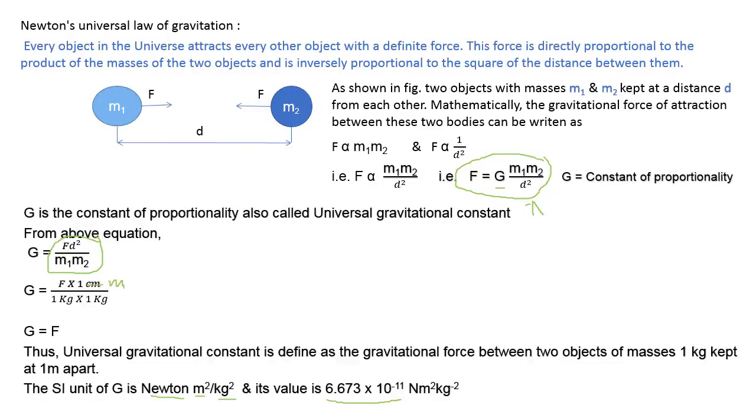That value of G is 6.673 into 10 raised to minus 11 Newton meter square per kg square. Okay, so you have to remember this value also.